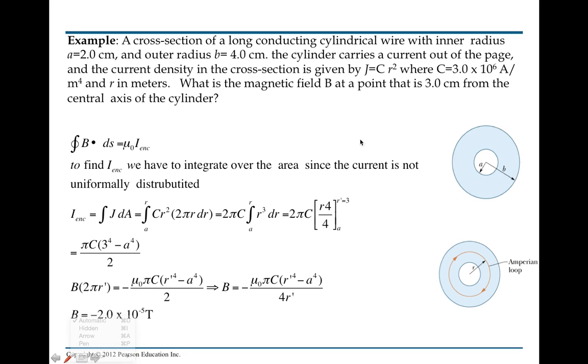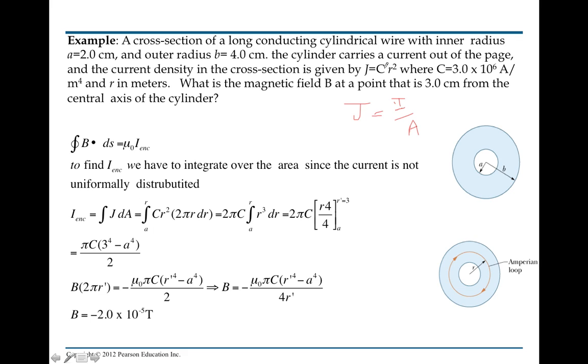J is defined as I divided by A. Right, that's what J is. It's the I divided by A. So if you look at I, it's simply JA. So dI, or if I want to calculate I, I can integrate J dA.